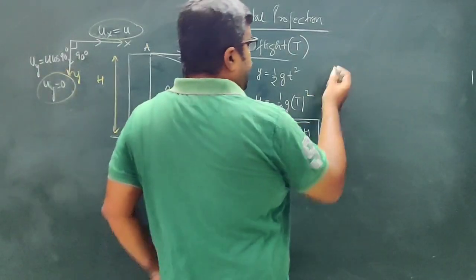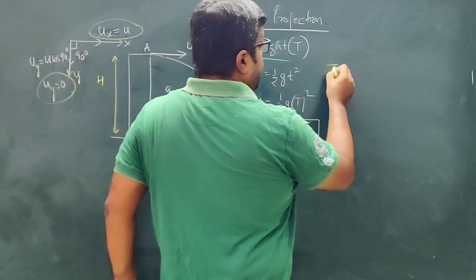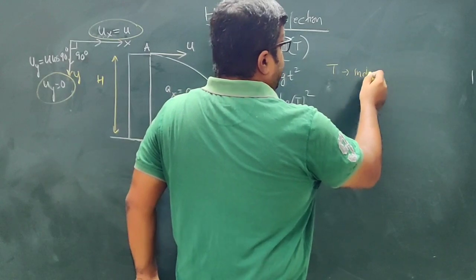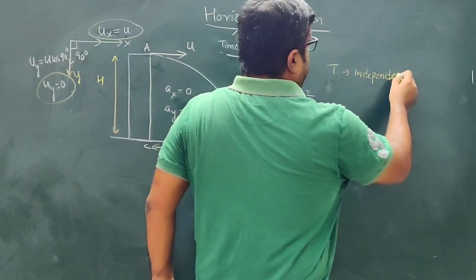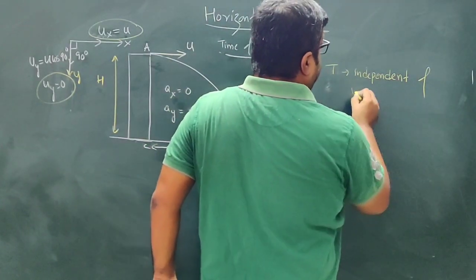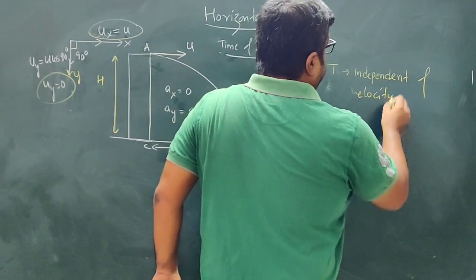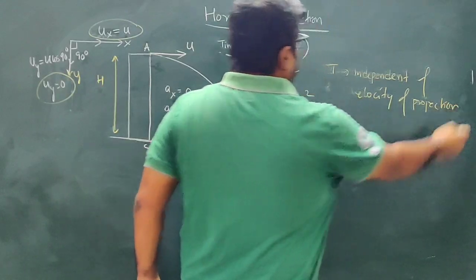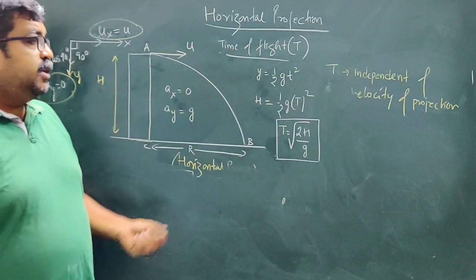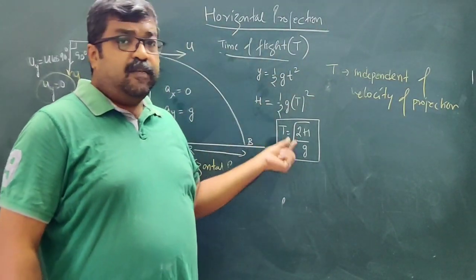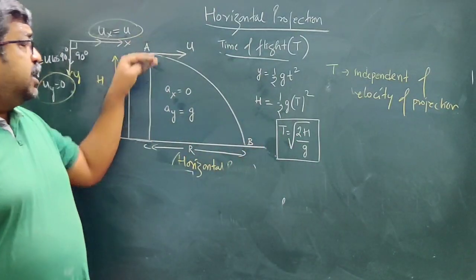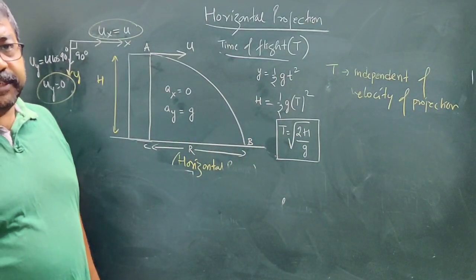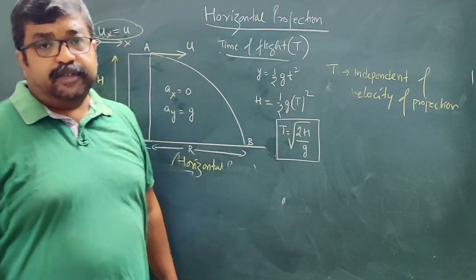So time of flight is independent of velocity of projection. Okay, it's a very important thing. Time of flight is independent of velocity of projection. It only depends on the height from which the projectile is projected. Okay, this is for horizontal projection.